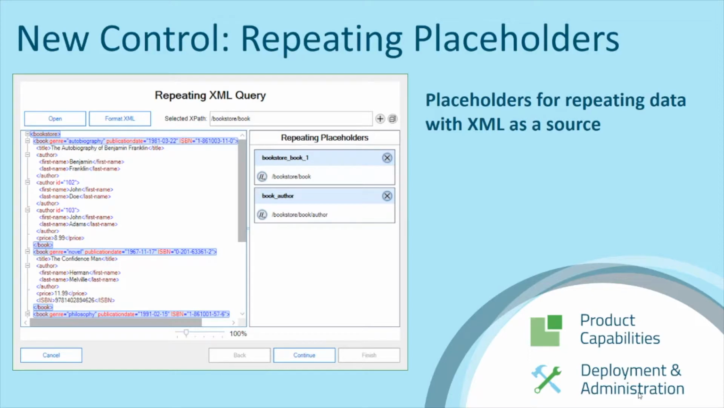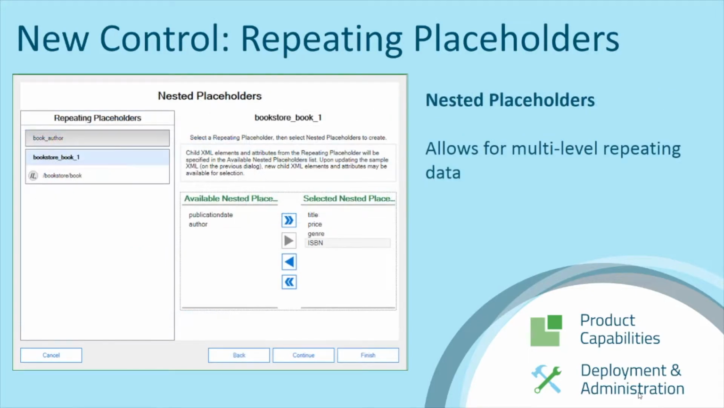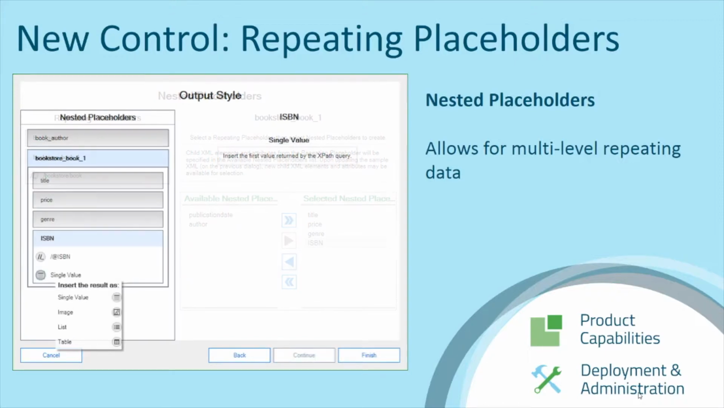When XML is selected that has qualifying data for nested placeholders, the wizard automatically presents those options for selection. Nested placeholders can be easily selected. Here, the book information that is going to be inserted into the document will contain information on another level that contains information about the title, price, genre, and ISBN. This information will repeat for each book, but it's important that it's organized correctly for each individual book.